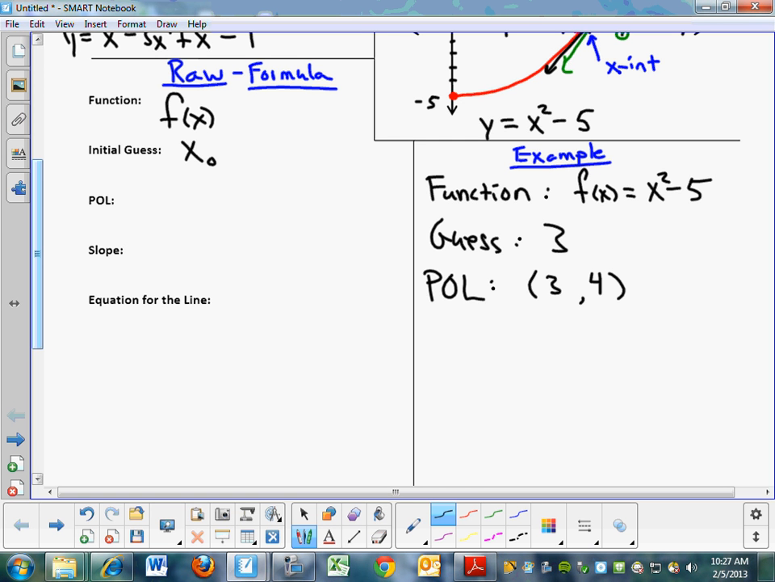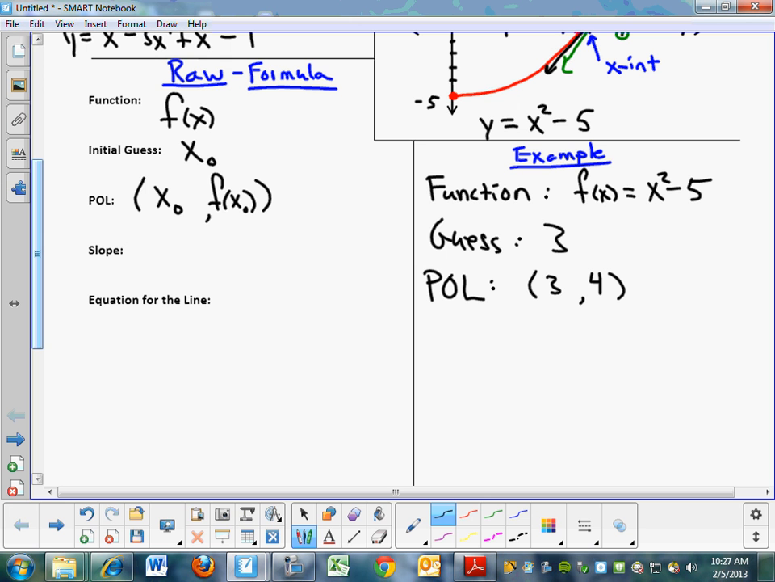Now, let's write an algebraic expression for that. So my point on my line has an x value, which was, what do we call it over here? X sub 0. And then what did we do with x sub 0 in order to get the y value? We plugged it into the original function, f of x sub 0. Okay? Everybody follow me so far?